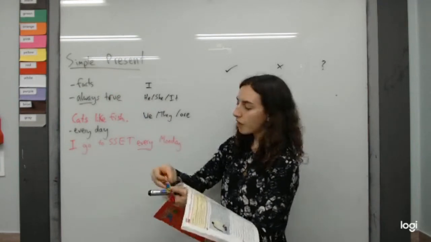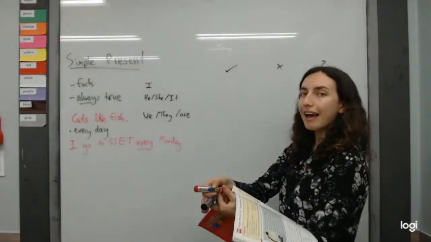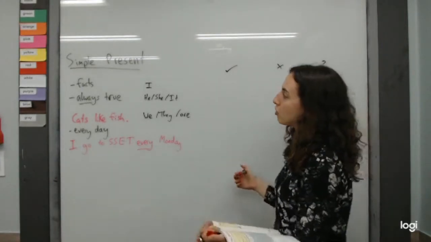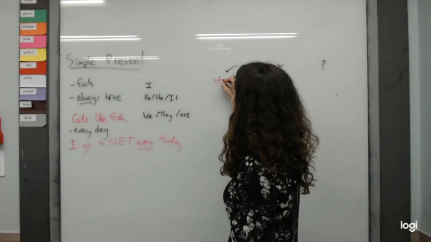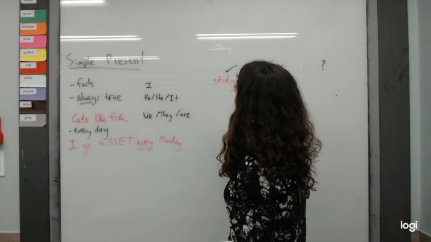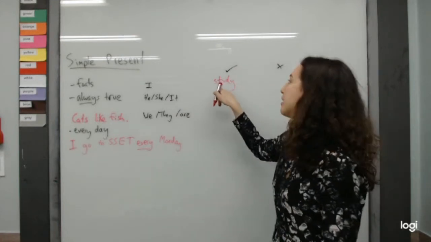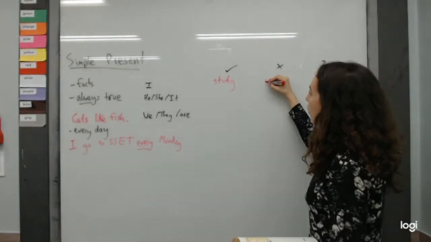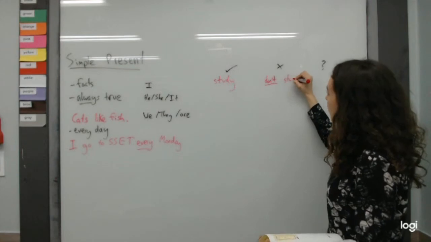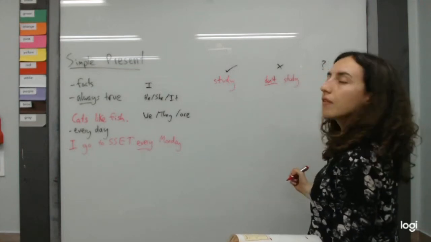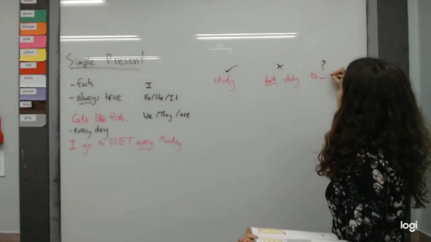So let's look at some different present tense words. So for I, what we can do is we just use the normal word. So let's use study. I study. Do you study? Yes, I study. For no, you can say I don't study. And for a question, you can say do I study.